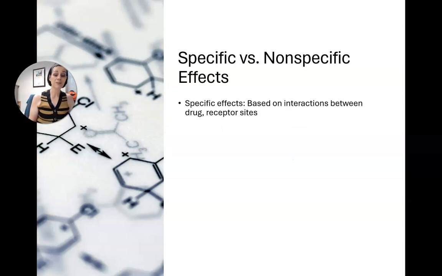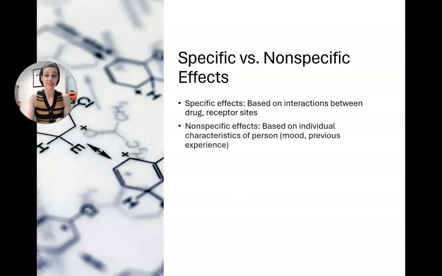Additionally, we can have what are called specific versus non-specific effects. So specific effects are basically those effects that are based on interactions between a drug and its receptor sites. But non-specific effects are things that are based on your own individual characteristics like your mood or previous experiences with the drug. So for example, we know that previous experience can affect how you respond to different types of psychedelics. Or we also know that the emotional state that you are in can affect how you respond to psychedelics. You are a lot more likely to have something like a bad trip, which would be a non-specific effect, if you are generally already prone to anxiety, being nervous, or agitated. This can also include placebo effects, which are also non-specific effects.